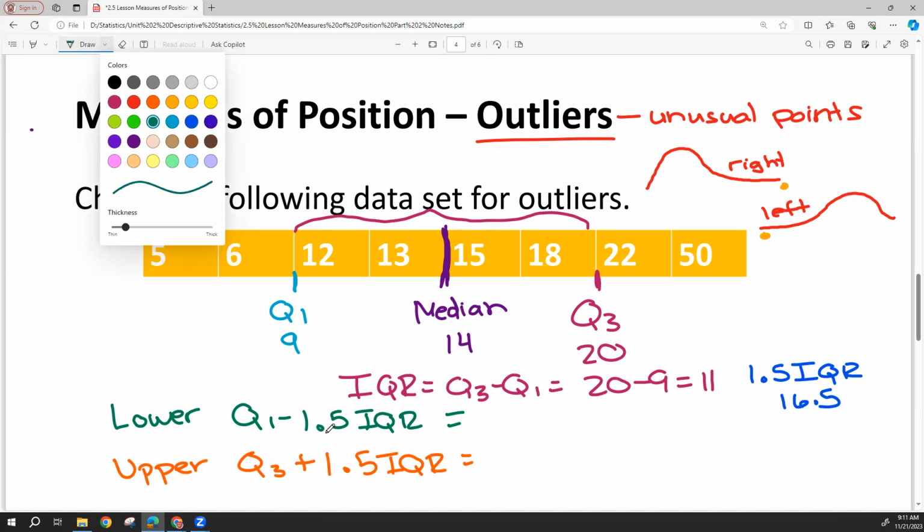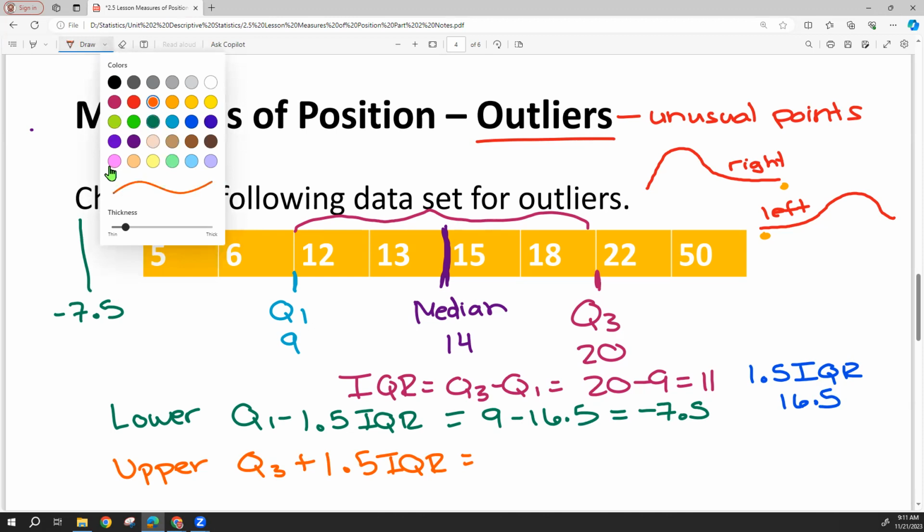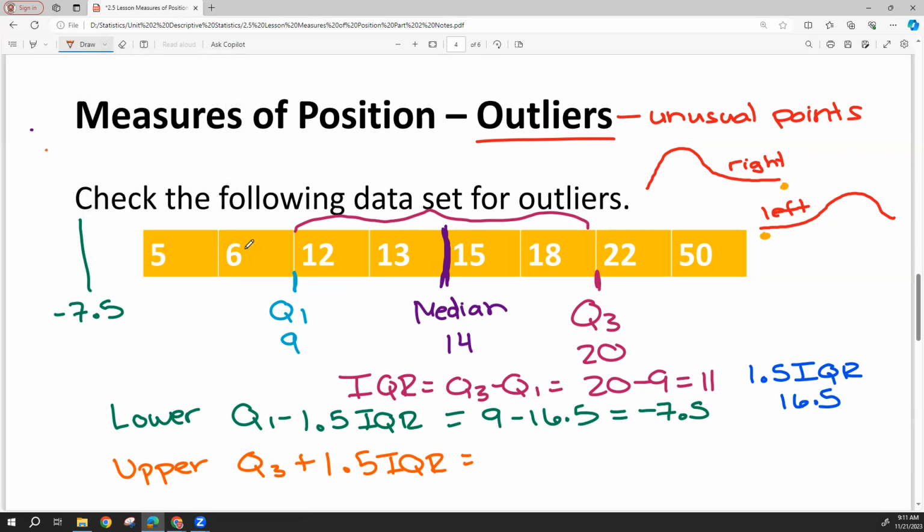So to get our lower fence, our lower boundary, we're going to take that Q1 of 9 and subtract 16.5, which is going to give us negative 7.5. So over here, we have a fence or a boundary at negative 7.5. Any data point less than that would be considered an outlier. Of course, we don't have any of those because the smallest data point is positive 5. So there are no points that are unusual on the lower end of this data set.